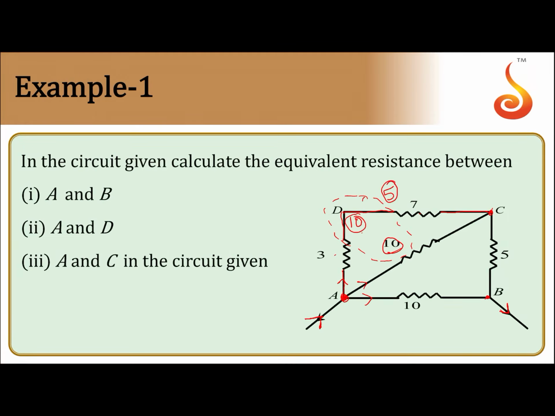Now, this 5 ohm is in series with this 5 ohm. So, 5 and 5 are in series, effective is 10. Now, between A and B, there is one 10 ohm and another 10 ohm. Both are connected between A and B only. So, they are connected in parallel. So, 10 and 10 in parallel, effective will be 5 ohm. So, effective resistance between A and B is 5 ohm.